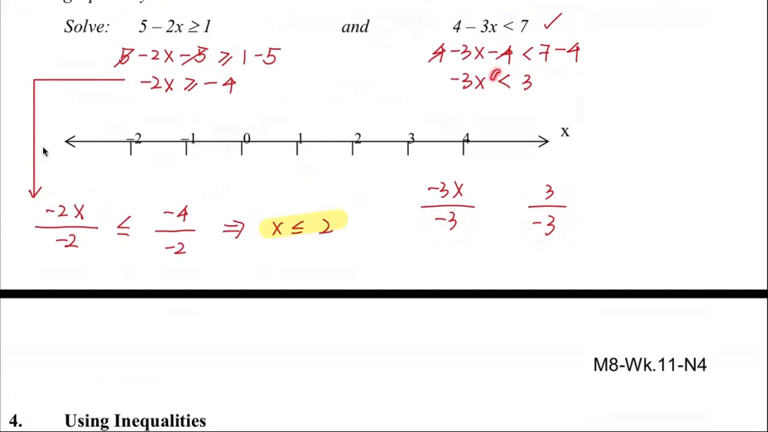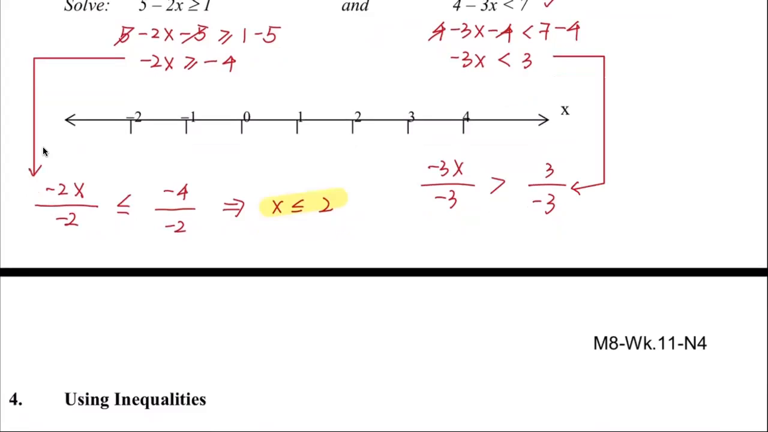Okay, so originally we have a smaller sign, right? Now we need to flip it to make it greater than. So from this step to this step, it's also very important. Okay, you need to know when to flip the sign. And now it's easy. Minus 3x over minus 3, that's x, right? So x is greater than 3 over minus 3, that's minus 1, right? So this is the second part of the solution.